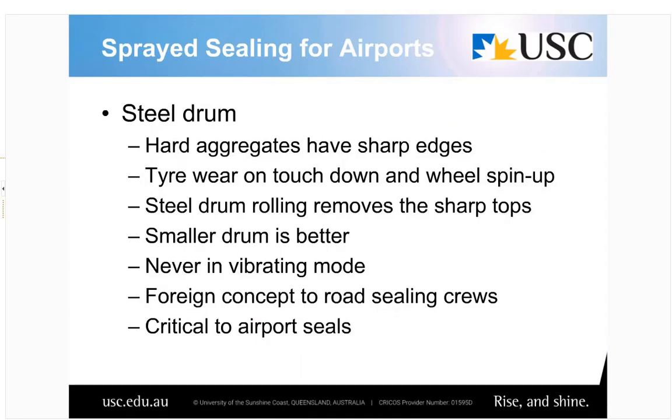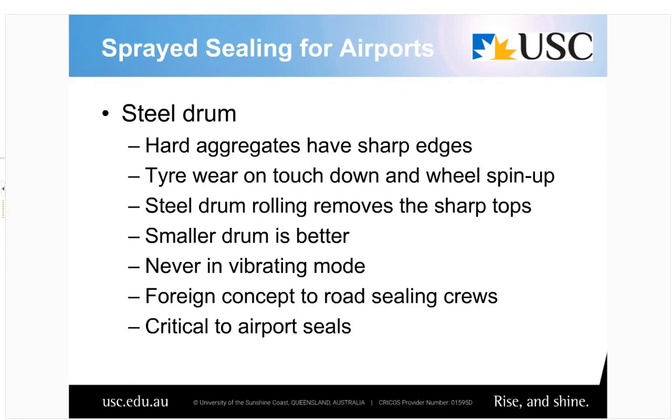We mentioned the steel drum roller. Hard aggregates, which is what we're always asking for, have sharp edges, and they can wear the tyres excessively as they touch down. Steel drum rolling helps remove those sharp tops. The smaller the drum, the better, because it can get in all the nooks and crannies. But never in vibrating mode. In vibrating mode, you've got a good chance of damaging the seal and crushing the stones.